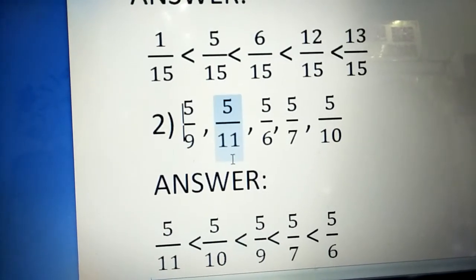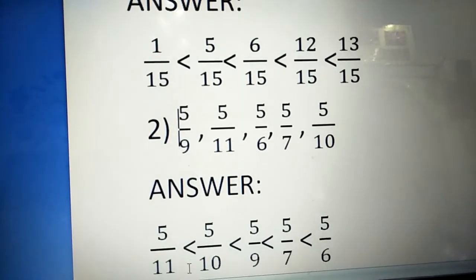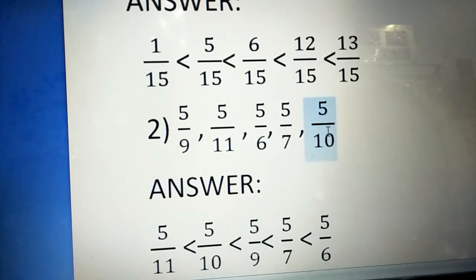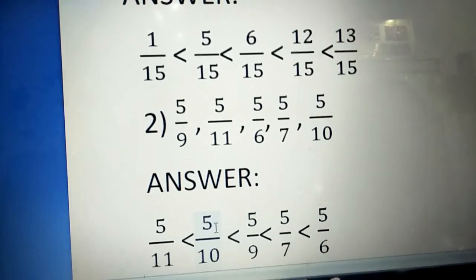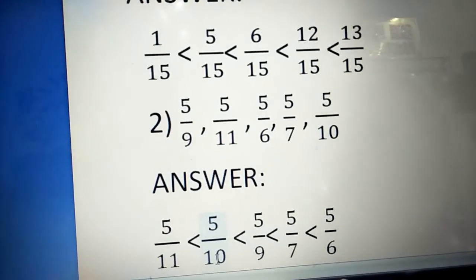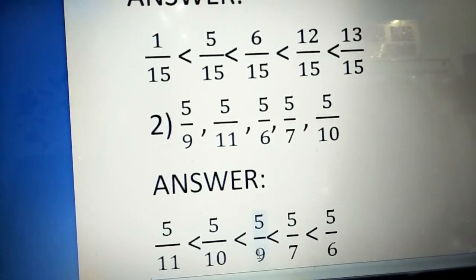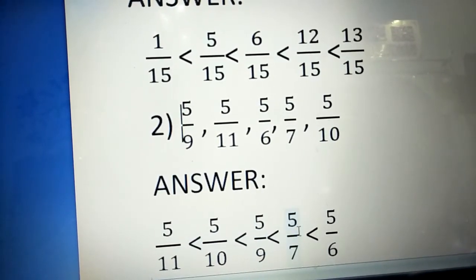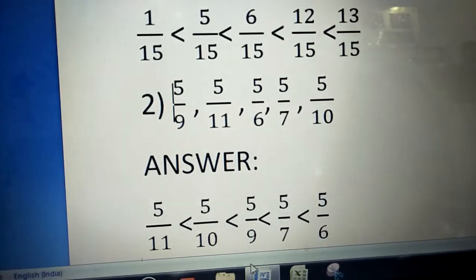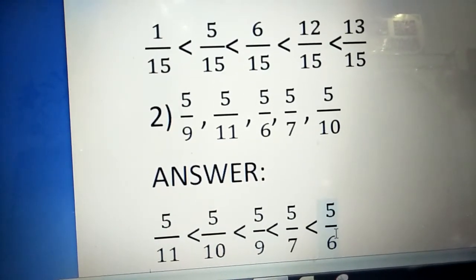So which one is greater? 11. So I write down 11. 5 divided by 11. Then next greater number is 10. So 5 divided by 10. Very important, in the denominator, children, not in the numerator. Then 5 divided by 9 is the next greater number. Then 5 divided by 7. At last 5 divided by 6, the smallest number. So 11, 10, 9, 7, 6.